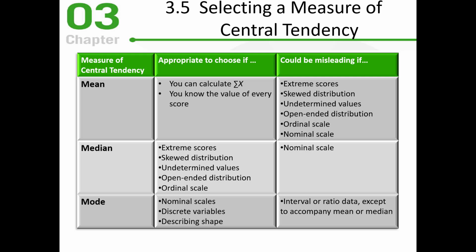Contrastingly, the median is appropriate to use when there are extreme scores, there is a skewed distribution, there are undetermined values, the distribution is open-ended, and the scores are in an ordinal scale. The median can be misleading if the scores are nominal. Lastly, the mode is recommended to be used with nominal scales, discrete variables, and when describing the shape. It is not recommended to use the mode for interval or ratio data unless you also have the mean or the median present in the representation.